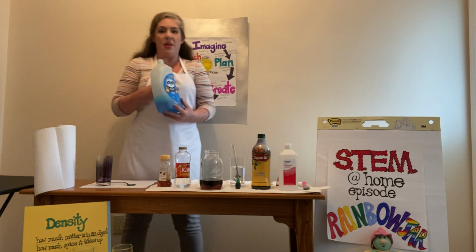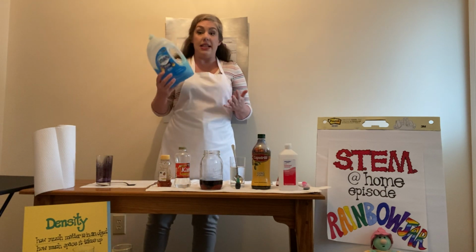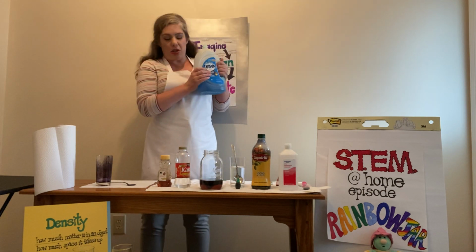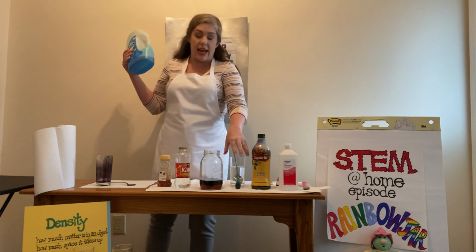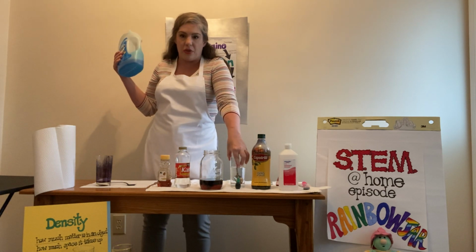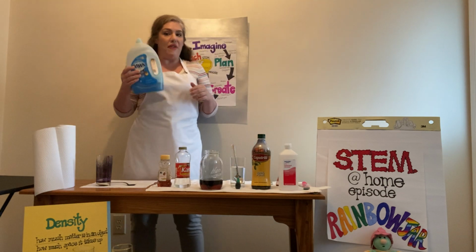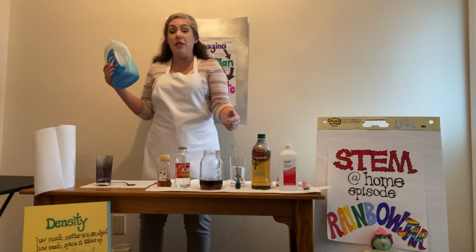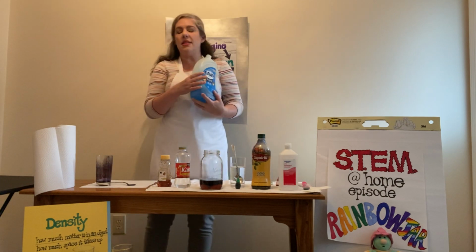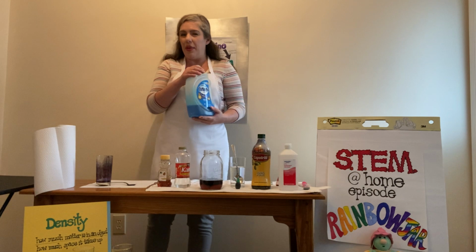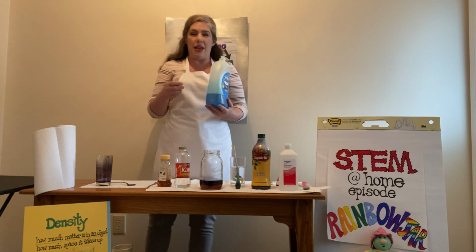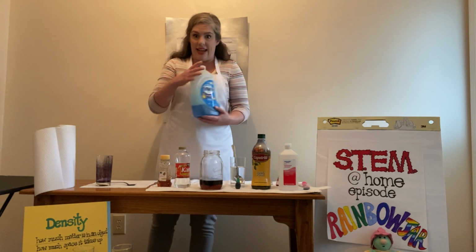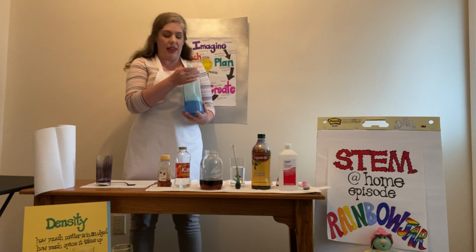Okay, so the next thing I'm going to use is some dish detergent. Here's the thing. If you use blue dish detergent, you're going to want to take regular water and add green food coloring. But if you have green dish detergent, you're going to want to use blue food coloring. It doesn't matter what order they're in. We're not following the Roy G. Biv pattern of a rainbow because remember, we're following the pattern of density, right? The density of these different liquids.